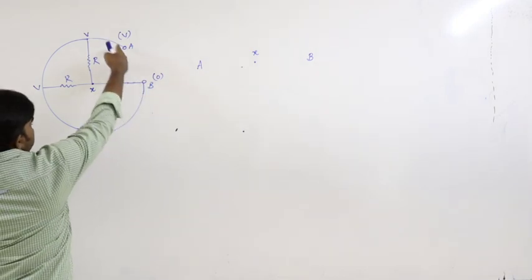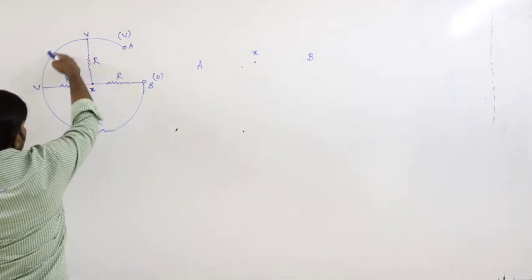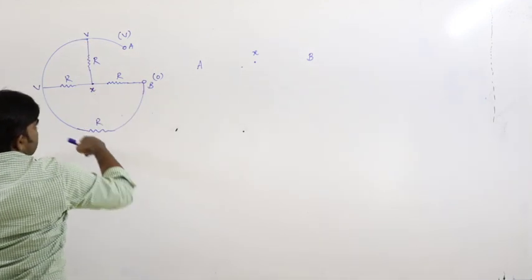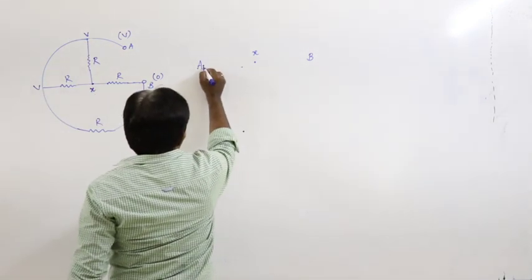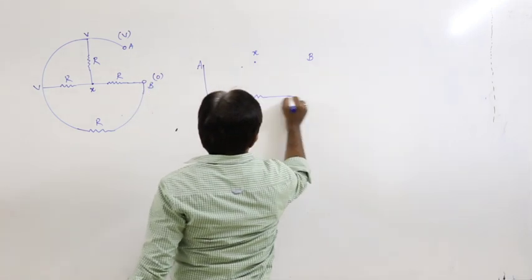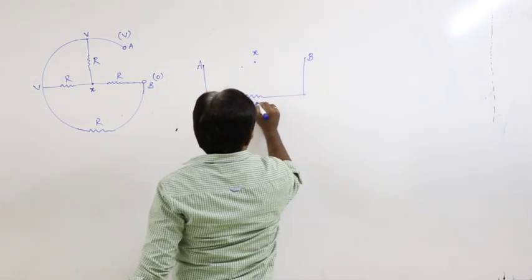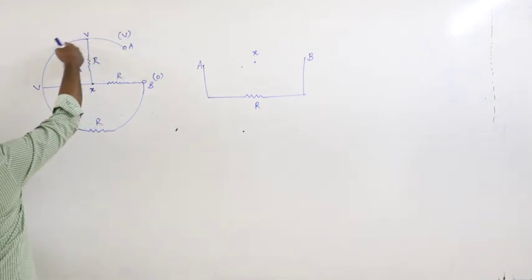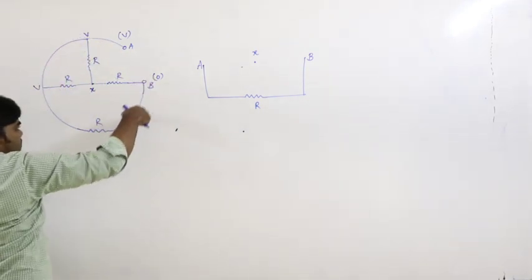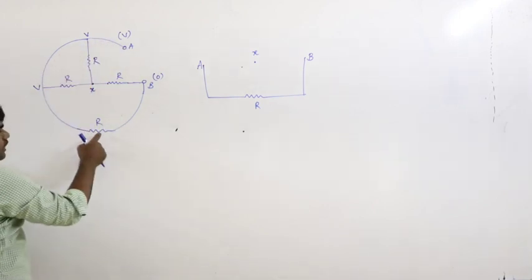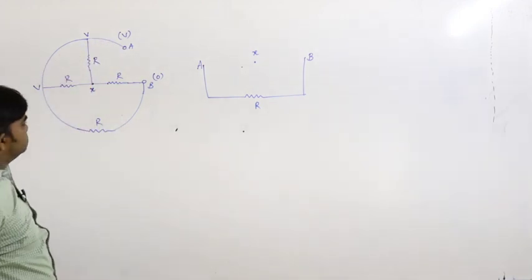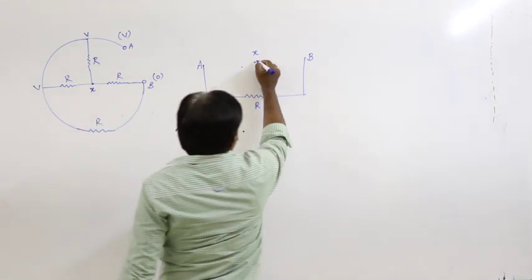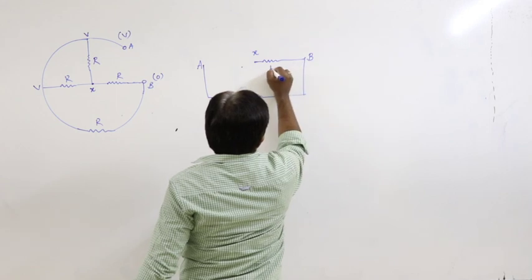What is the resistance between A and B? This is A and this is B. What is the resistance between A and B? The resistance between A and B is nothing but R. If you are moving like this, the effective resistance between A and B is only R. What is the resistance between X and B? The resistance between X and B is also R.